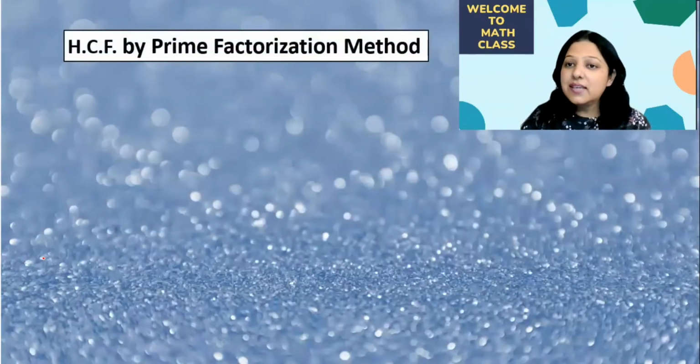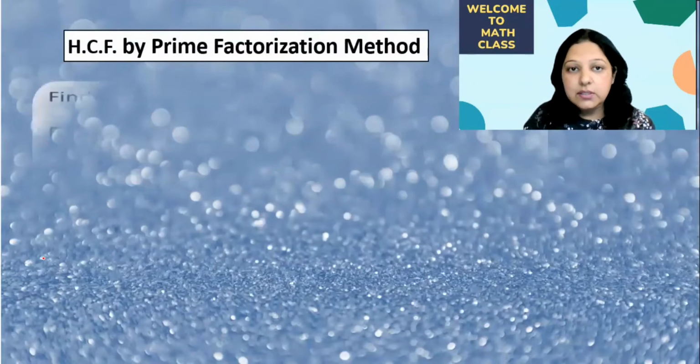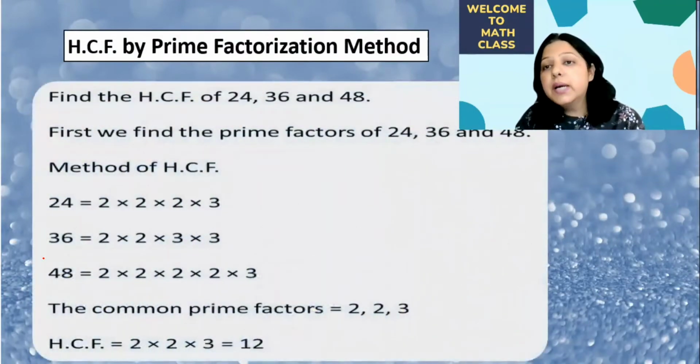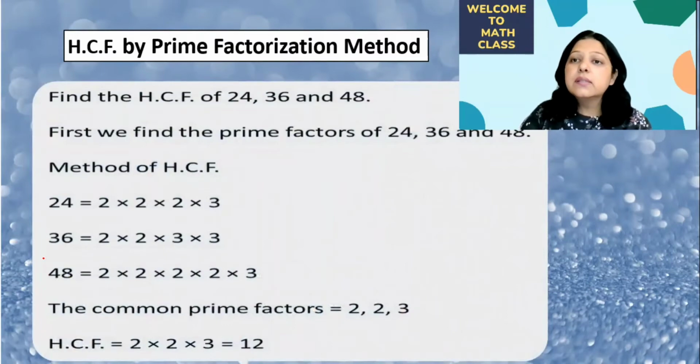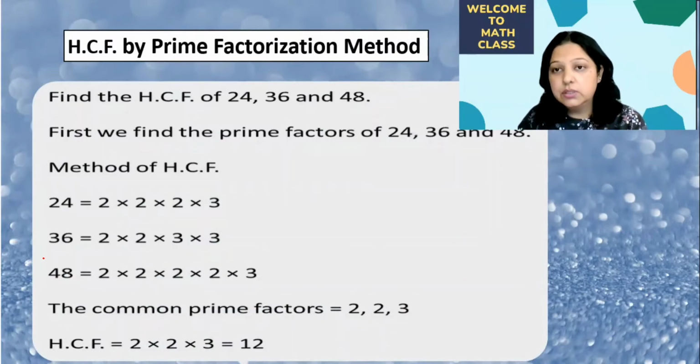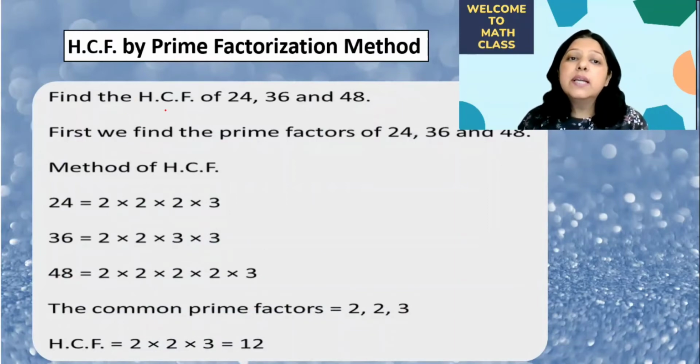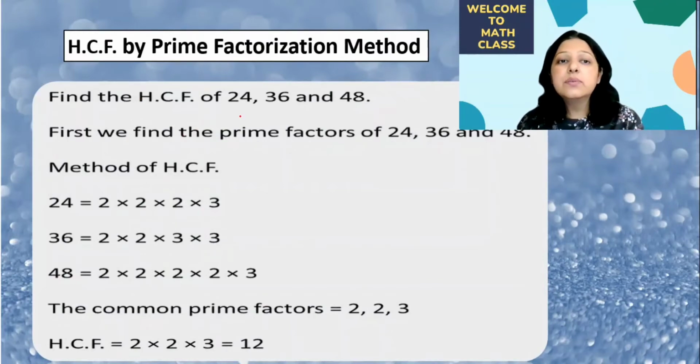First is HCF by prime factorization method. Now, prime factorization method is your normal factorization. Whenever you have to find a HCF by prime factorization, we will calculate the prime factors first. Like in this case, you can see we have to find a HCF of 24, 36, and 48. So first you find the prime factors of all the three numbers.